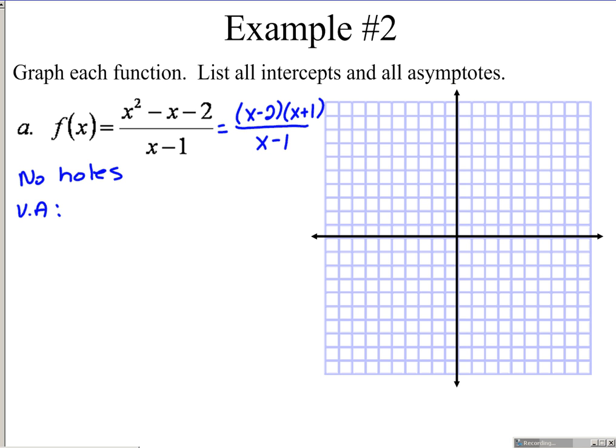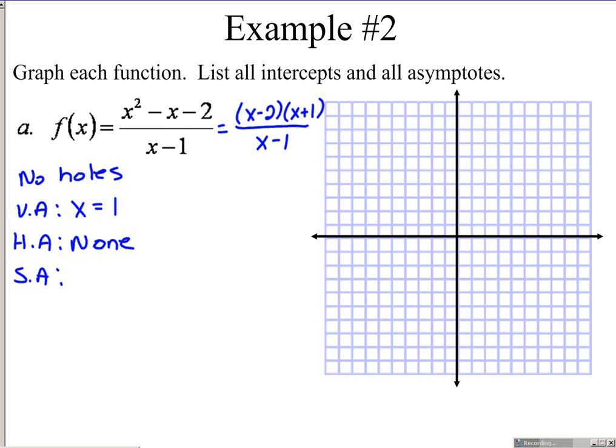Vertical asymptote. Take the denominator, set it equal to 0. We have a vertical asymptote at x equals 1. Horizontal asymptote. The degree of the numerator is larger than the degree of the denominator. That tells us that we have no horizontal asymptote. But since the numerator is exactly 1 degree larger, degree 2 over degree 1, that tells us that we do have a slant asymptote. So we're going to divide out this function.